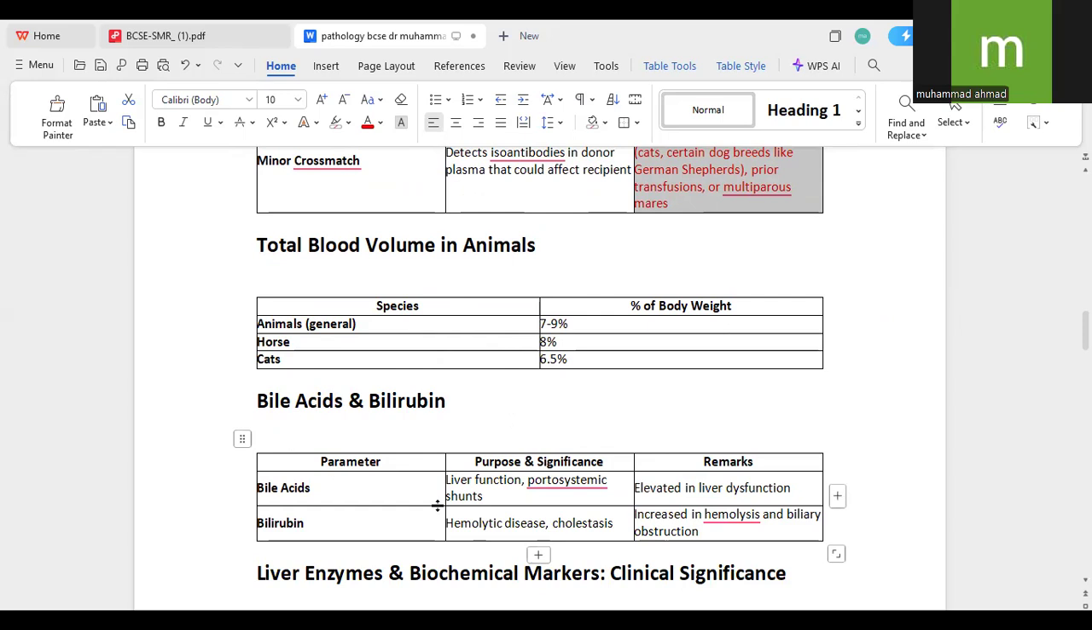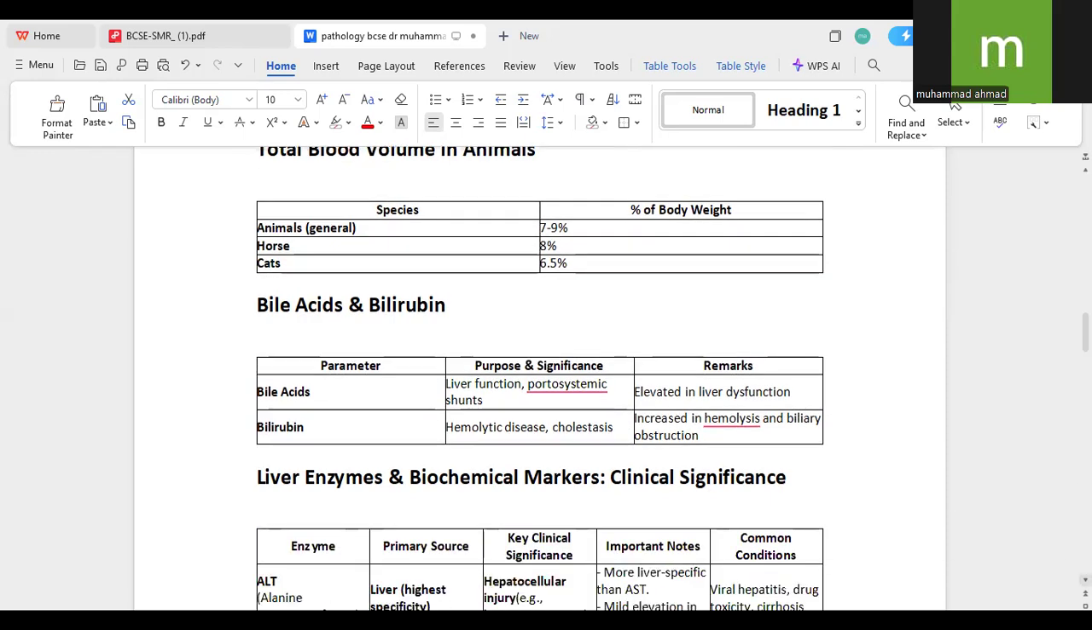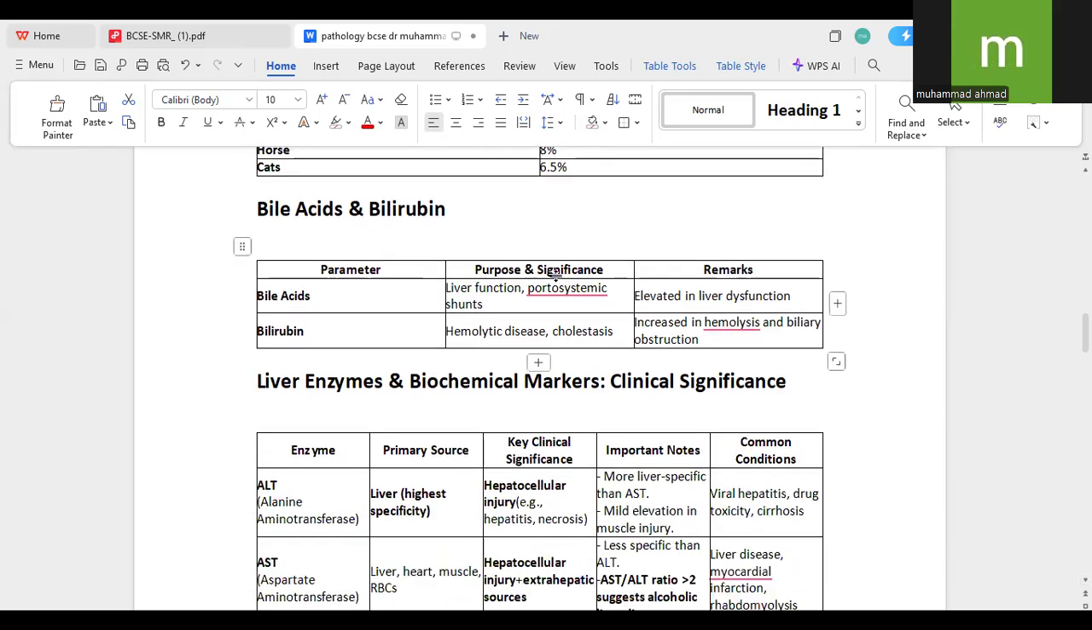So there are bile acid and bilirubin. Bile acid is involved in liver function, and in portosystemic shunt it is elevated in liver dysfunction. And bilirubin: hemolytic disease, cholestasis, when there is a stoppage of the bile. We can see increased plasma bilirubin in cholestasis, increased hemolysis and biliary obstruction. Just go through it. This is not important, just to have a concept of it. But what are the function and the bilirubin?